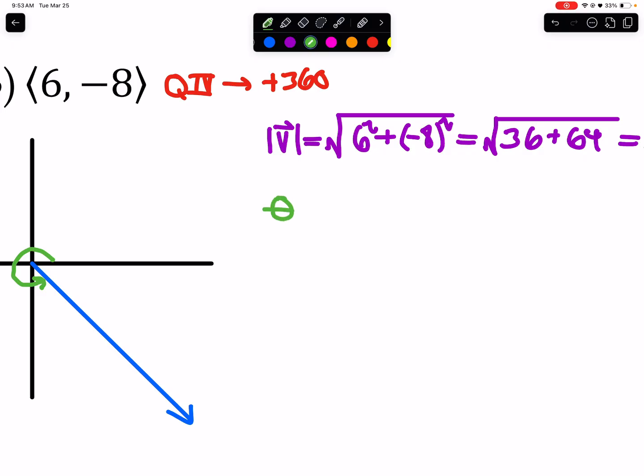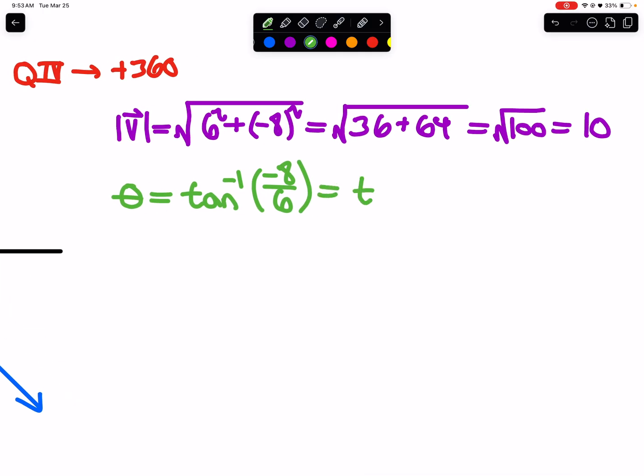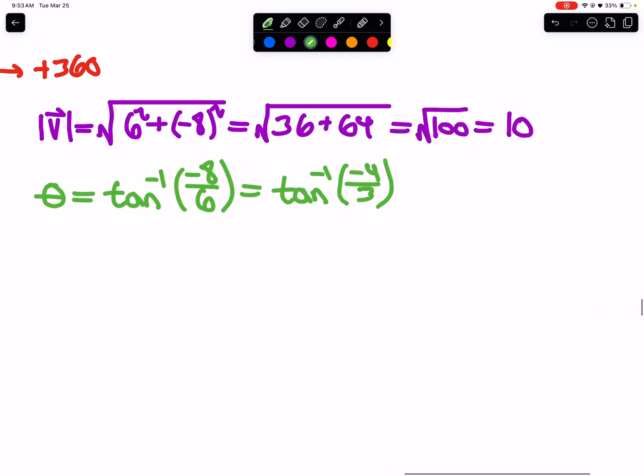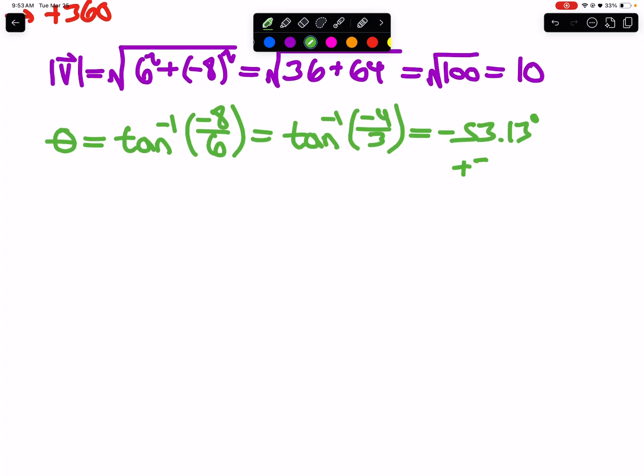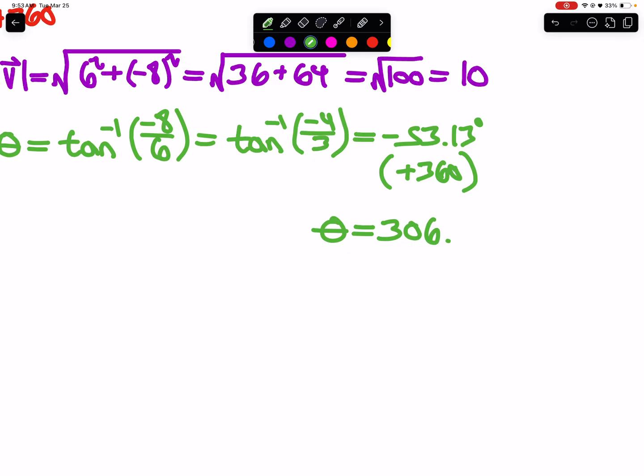So now I need to find the angle in question. So let's do it in green. So my theta value is going to be inverse tangent of my y value over my x value, so -8 over 6, which is going to simplify. So inverse tangent of -4 over 3. So when I plug this in, that's going to give me -53.13 degrees. But then when I add the 360 to put it in standard position, that means my actual angle here in question is going to be 306.87 degrees after rounding.